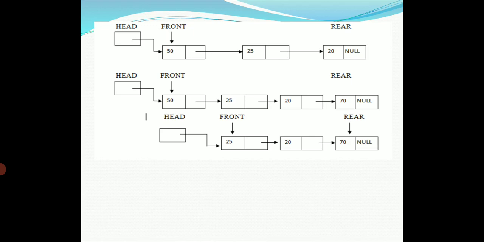Here it contains the address of the first node, that is 50. Then the second node is 25, the third node is 20. When we have to create one more node at the rear end of the linked list, in the second diagrammatic representation, we create the node and insert the element 70, then add it to the existing linked list. Then in the third diagrammatic representation, we delete the front end of the linked list, that is 50. This node has to be deleted at the front end of the linked list.